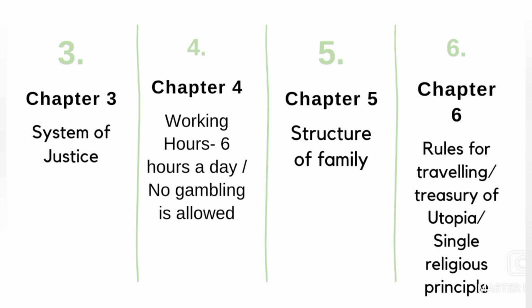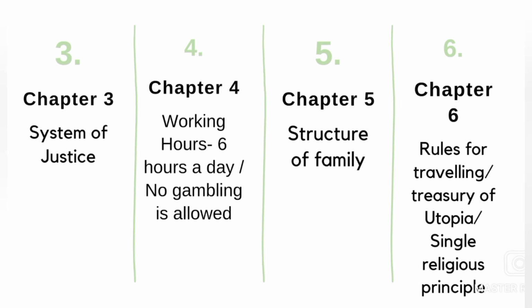Next, in chapter 3 of Utopia, Raphael describes their system of justice, that 30 families choose a magistrate, and the magistrate is responsible to communicate all issues of importance to the families, which means that no decision is made without the consent of the people living in Utopia.